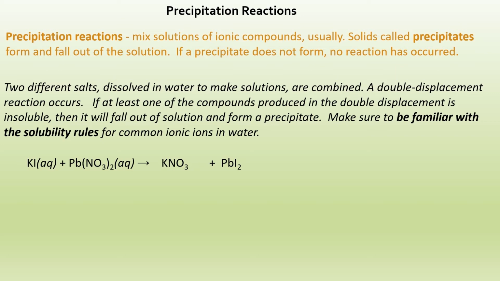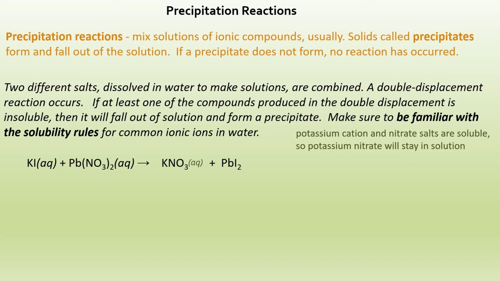Now, we use our solubility rules to figure out if one of these two products will fall out of solution. We know that all the potassium cation and nitrate salts are soluble, so potassium nitrate will remain in solution. Now, as for the lead 2 iodide, we know that all halogen ions are soluble except for those with lead. So lead 2 iodide is insoluble and will fall out of the solution. So we expect to see a precipitate reaction, and the balanced equation follows.